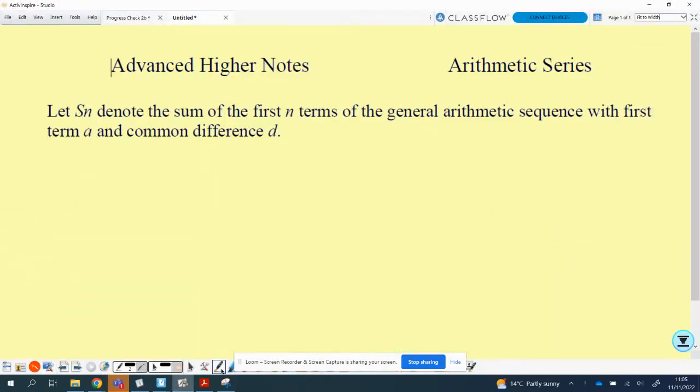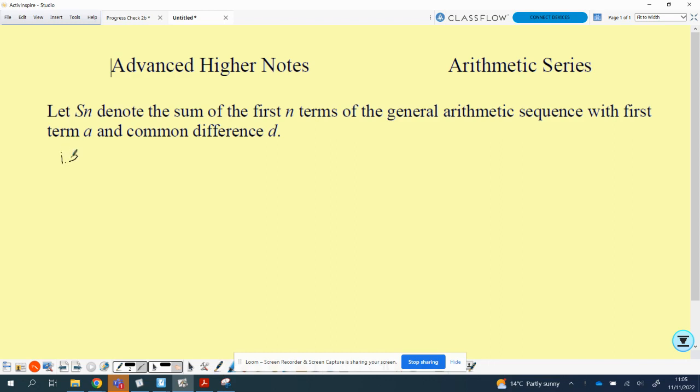Hi, and today's video we're going to be looking at arithmetic series, which looks to sum the arithmetic sequences we looked at previously. So we're going to let Sn be our notation. That's going to stand for the sum of an arithmetic series, and that's going to denote the sum of the first n terms of the general arithmetic sequence, with first term still being a and common difference being d. So the first thing is to prove what the formula would be.